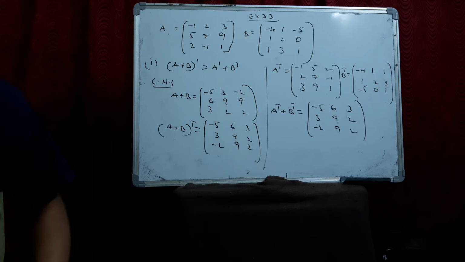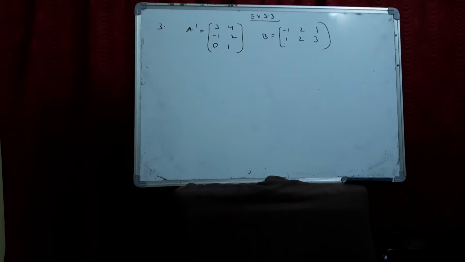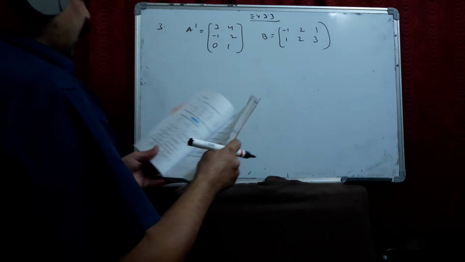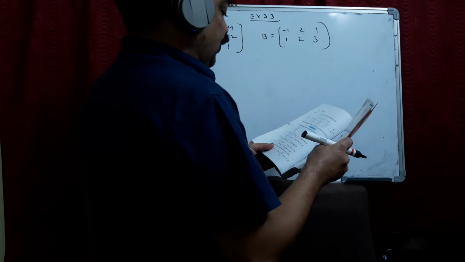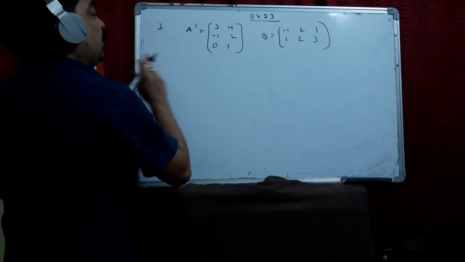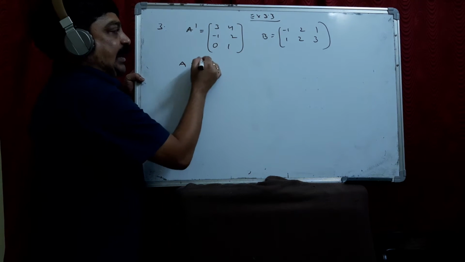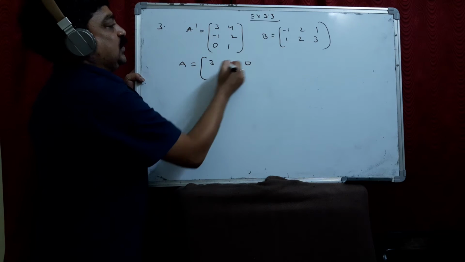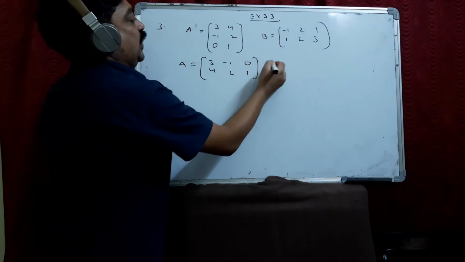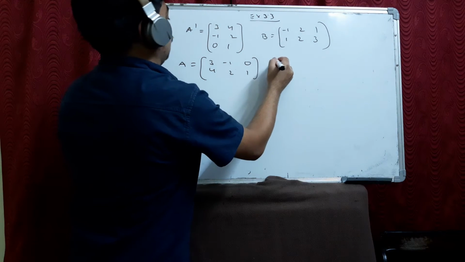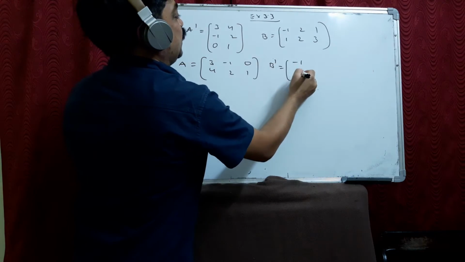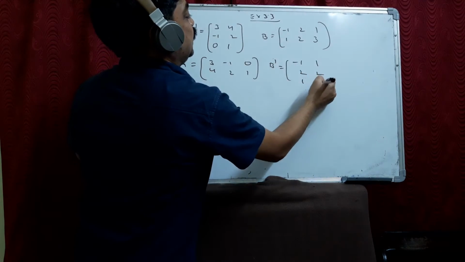The same way you can do for A minus B whole transpose also. See, in the third question also you are asked to check both. Here we do A minus B whole transpose. But before that, see the question. A transpose is given, then write A first: 3, minus 1, 0, 4, 2, 1. B is given, then write B transpose also: minus 1, 2, 1, 1, 2, 3.